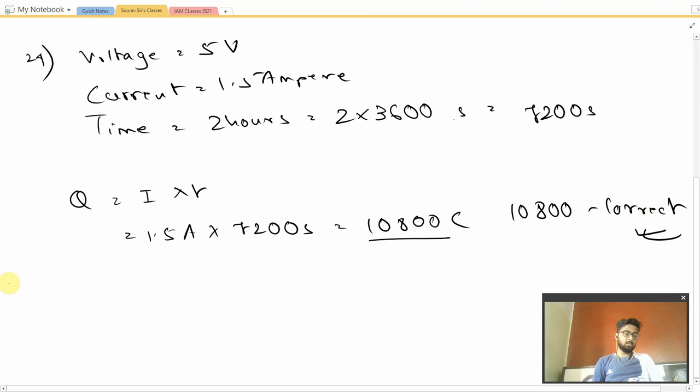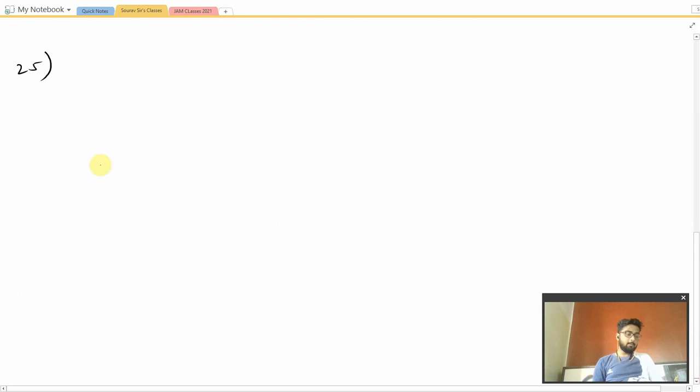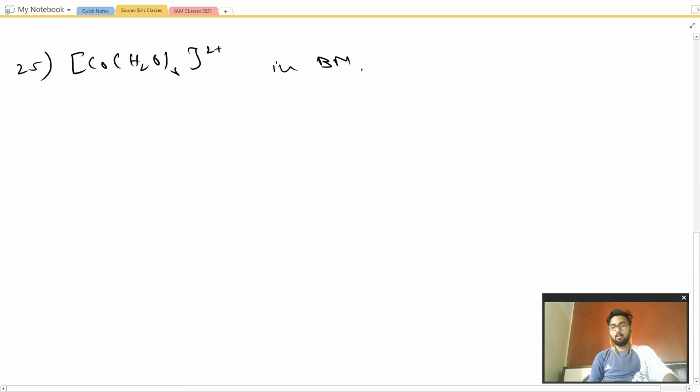Moving on to the last question of this part. This question says that we have to calculate the spin only magnetic moment of [Co(H2O)6]2+, rounded off to 1 decimal place in Bohr magneton. Firstly we have to calculate the number of unpaired electrons in the system, and then we can put the value in the formula. Just the number of unpaired electrons would do the job.